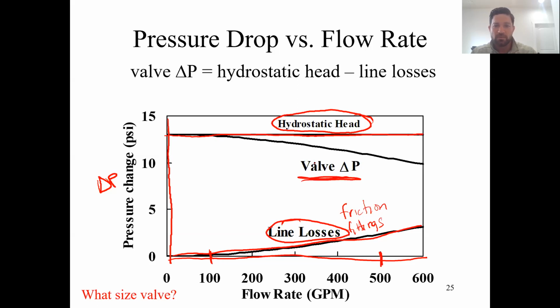And then the last thing we do is we can determine the valve delta P, what the pressure drop has to be through the valve. The pressure drop through the valve is just going to be the difference between the positive pressure generated, which could be the pump or hydrostatic head, and the line losses from everything in the system other than the valve. So if we subtract these two, we end up getting this curve right here.